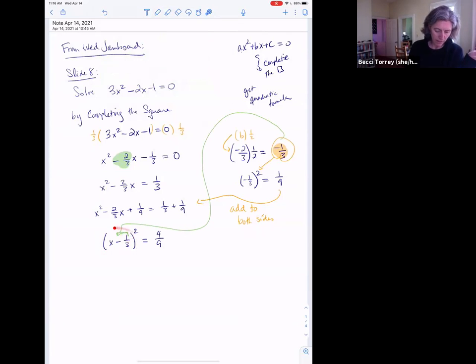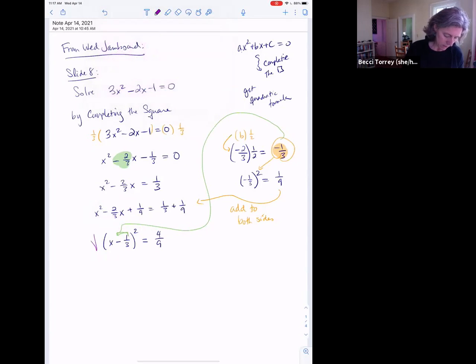You can FOIL this back out, x minus 1/3, and you'll get minus 1/3 x minus another 1/3 x, which gives you the minus 2/3 x, and minus 1/3 times minus 1/3, it gives you the plus 1/9. So you can FOIL it back out to check that you have the right thing. And then once we have it in this form, you can take the square root of both sides.